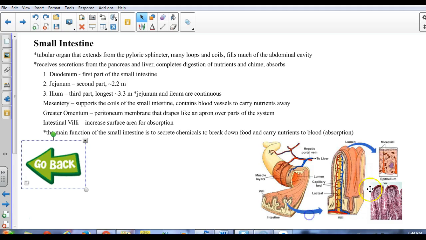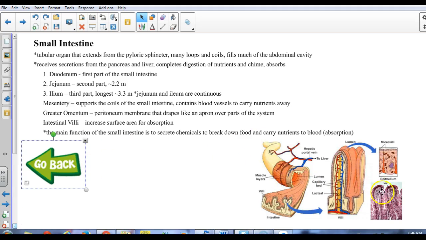So the small intestine is not a very simple structure. It's muscular. Remember that peristalsis occurs throughout the entire alimentary canal. And there are also these ridges all along the inside called villi. And if you can see in this diagram, there's even tinier hairs on top of the villi called microvilli, which increases surface area greatly, allowing a lot of nutrients to be absorbed in a short time.